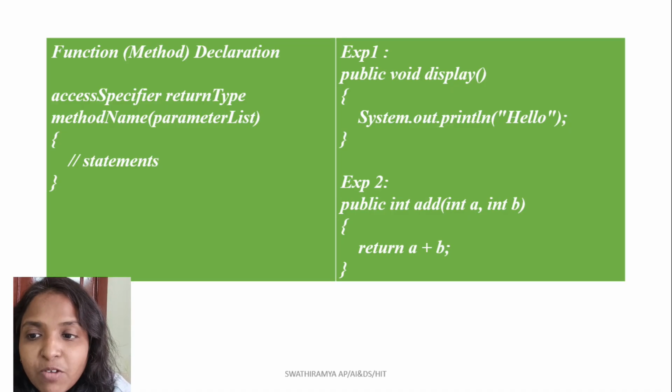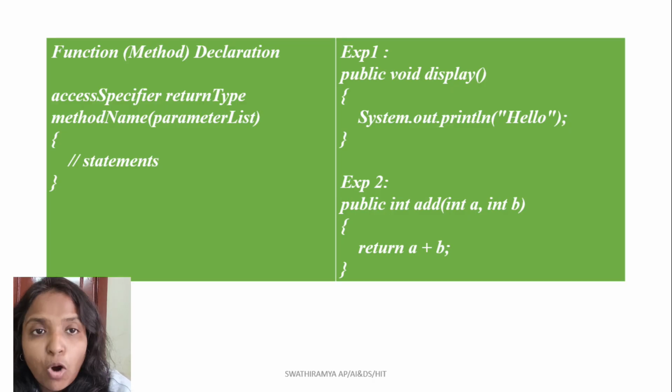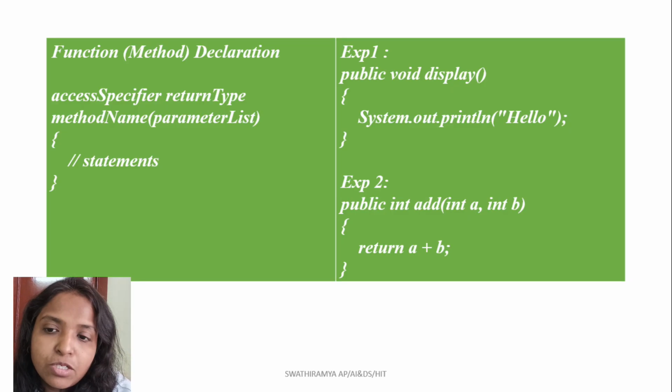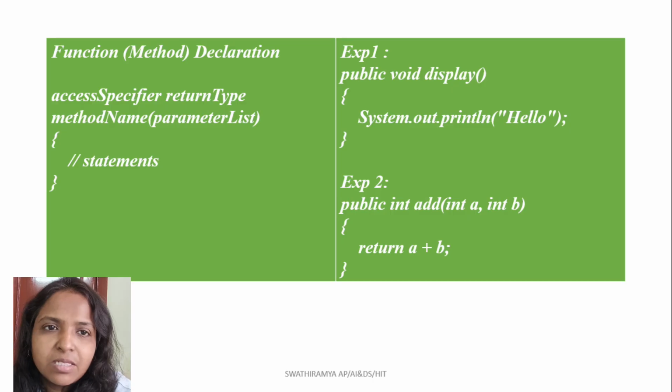Now my access specifier will be public and the return type will be void. Public means anyone can access my function. I'm giving the permission like that. Void means it is not going to return anything, and the name of my function will be display. I don't have any parameters, so within the bracket it is empty. I'm opening the curly bracket and I'm displaying just a hello.